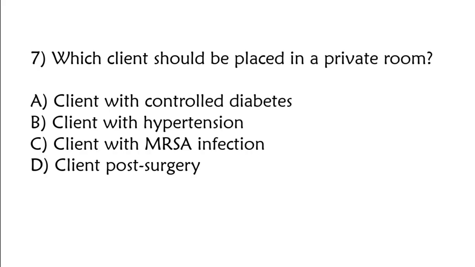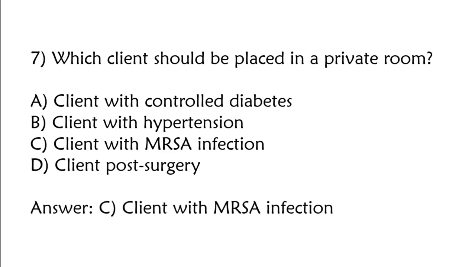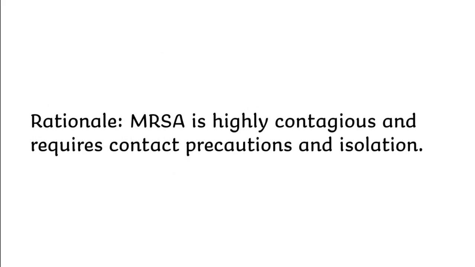Which client should be placed in a private room? Correct answer is C. Client with MRSA infection. Rationale: MRSA is highly contagious and requires contact precautions and isolation.